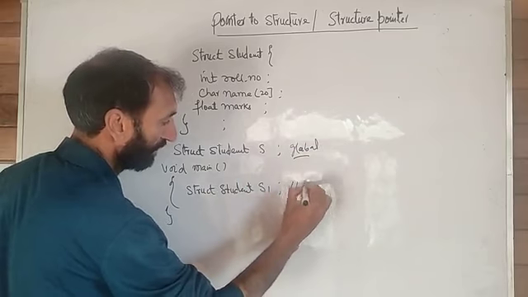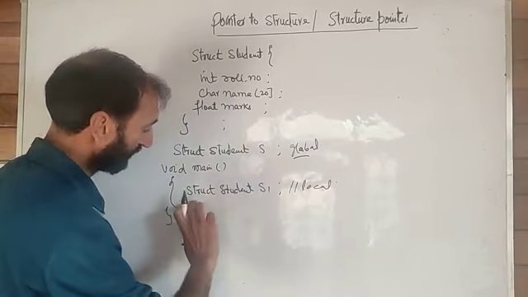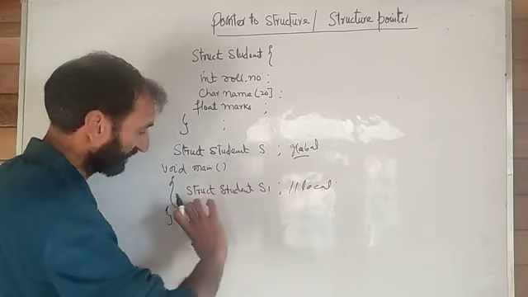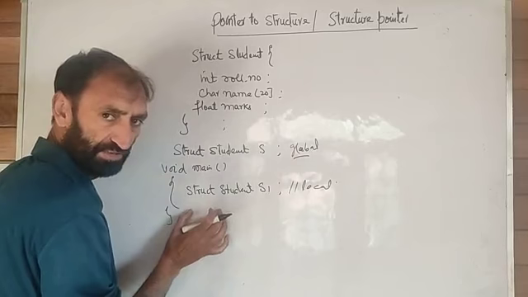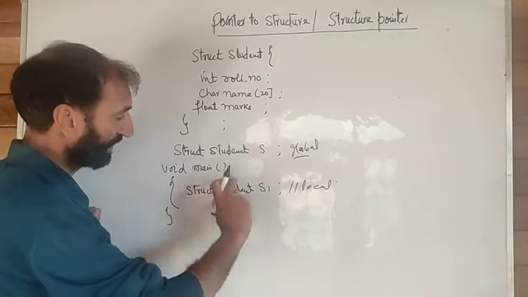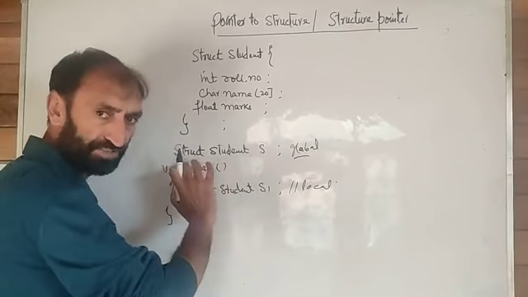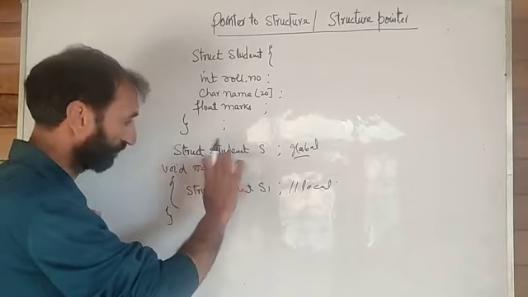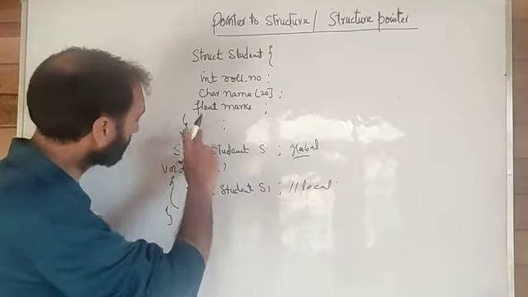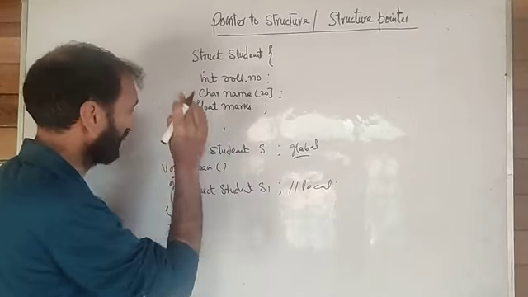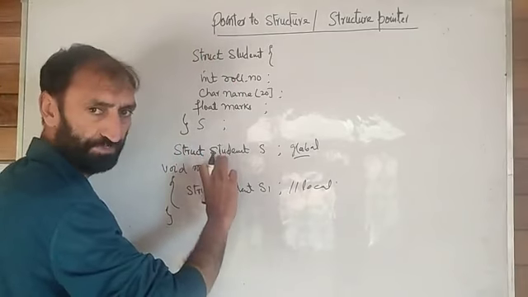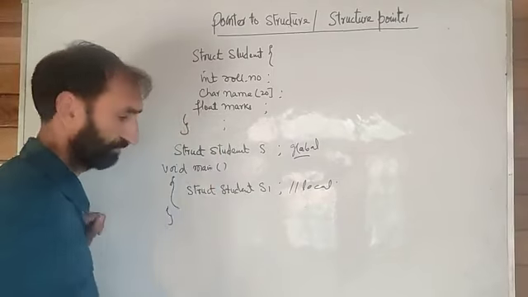And this one is local. That means this variable, struct student S1, is visible only within this main function. We can access this only within this main function. We cannot access this from outside this main function. So if we declare the structure variable outside the main function, it is global in nature, and if we declare it inside, it is local to the function. And this one, if I declare here S, it is also local. And this is the global declaration of the structure variable.